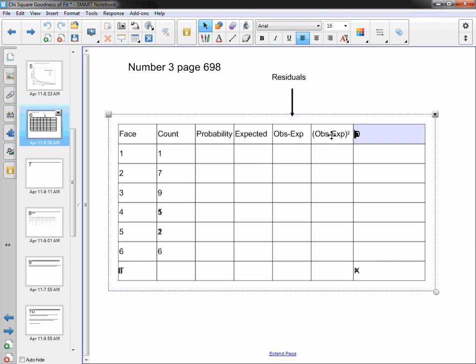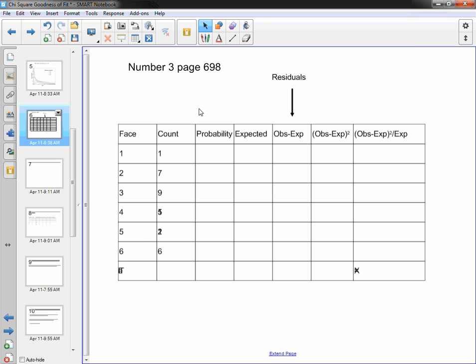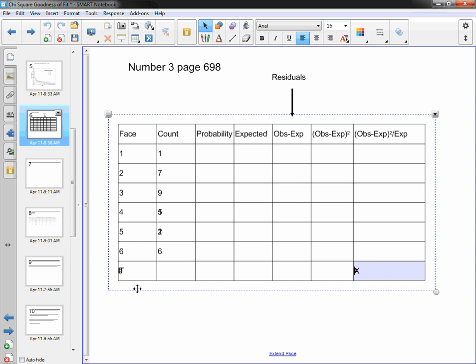Somehow my numbers, my letters got scrambled there. Yeah, we'll have to deal with that. Oh yeah. Okay. Here and here.